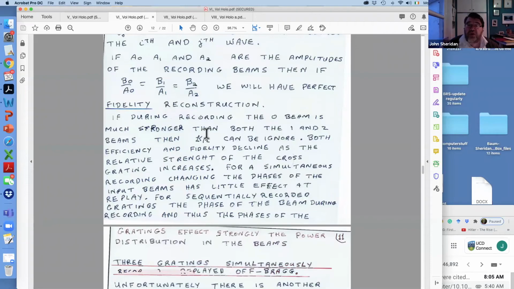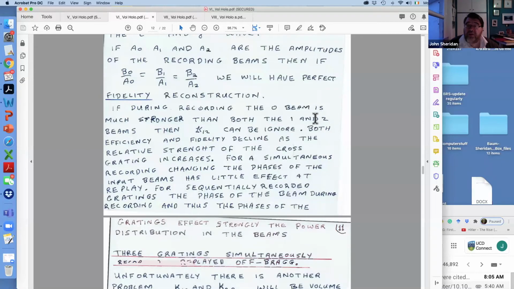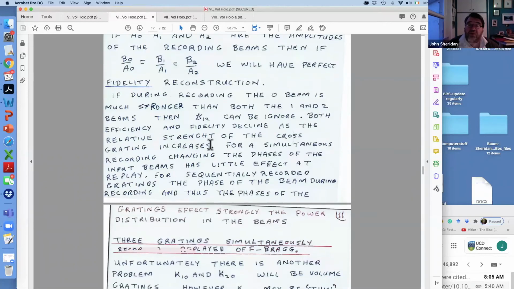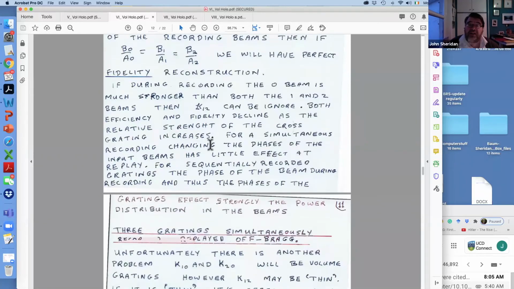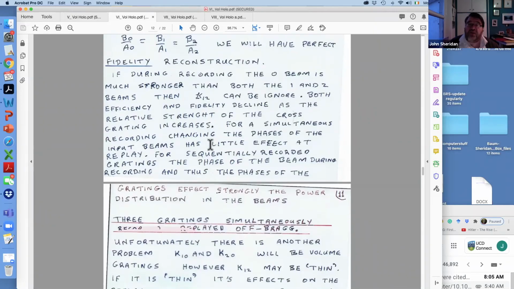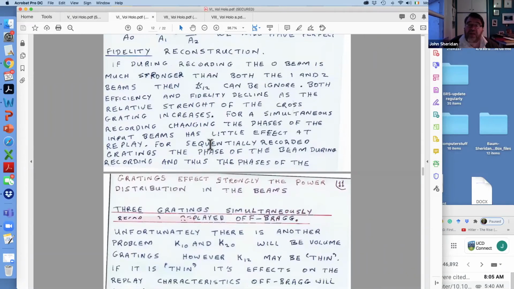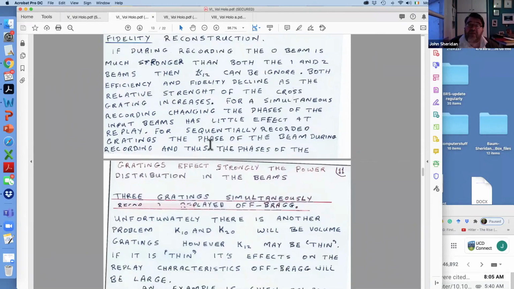So if during recording the 0 beam is much stronger than both the 1 and the 2 beams, then kappa 12 can be ignored, so we won't get a good grating between these 2 during exposure. Both efficiency and fidelity decline as the relative strength of the cross grating increases. For simultaneous recording, changing the phases of the input beams has little effect at replay. For sequentially recorded beams, the phases of the beams during recording are thus the phases of the gratings.